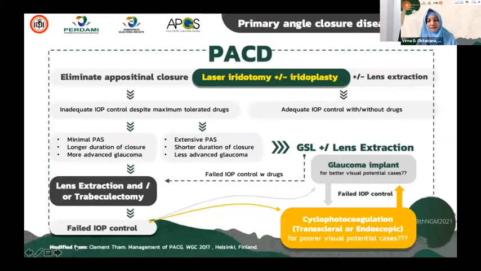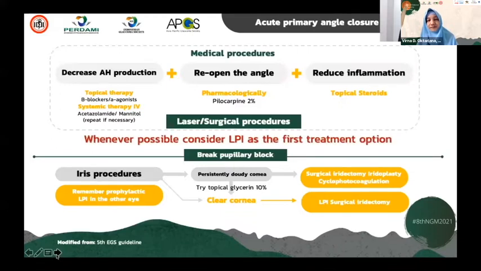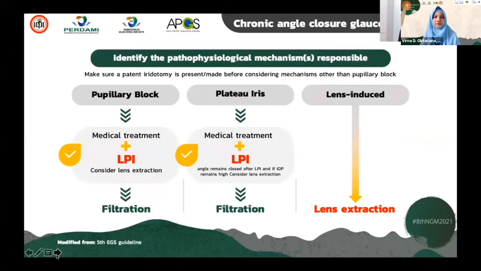Where is the role of laser in PACG? This flow chart, modified from Professor Tham, nicely shows that laser iridotomy or iridoplasty can be the initial procedure for PACG, whether or not you will do something else, like lens extraction. This is in the acute setting. Medical treatment can be started, but whenever possible, please put LPI as the first treatment option, because this one can break the pupillary block, which is the main mechanism of acute angle closure.